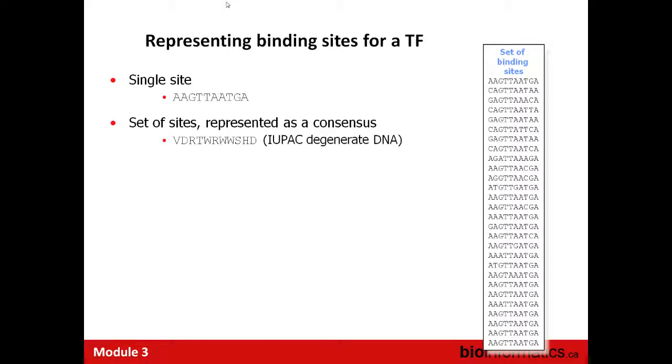You can represent this set of sites using what's called the IUPAC ambiguous DNA alphabet. Have you seen these sorts of characters used to describe DNA before? Yes, everyone? Okay.